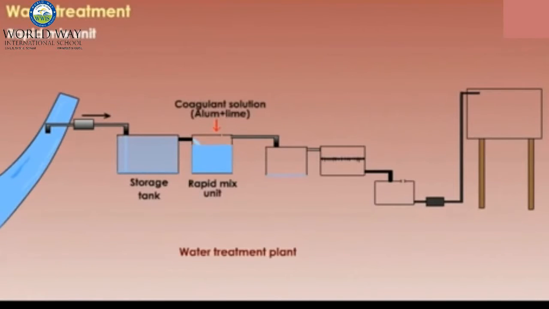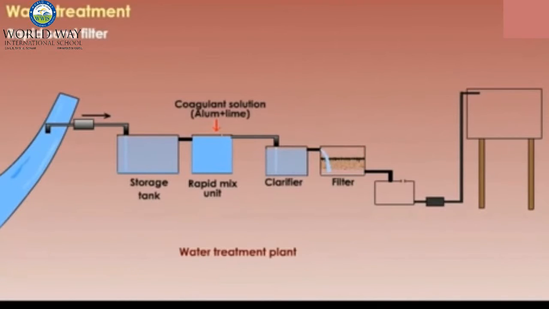Rapid mix unit. Here a coagulant solution is added to water to coagulate the finer suspended particles including microorganisms. Clarifier. In the clarifier, the loaded particles settle down to the bottom by sedimentation. Clear water is removed from the top by decantation. This clear water has some turbidity.